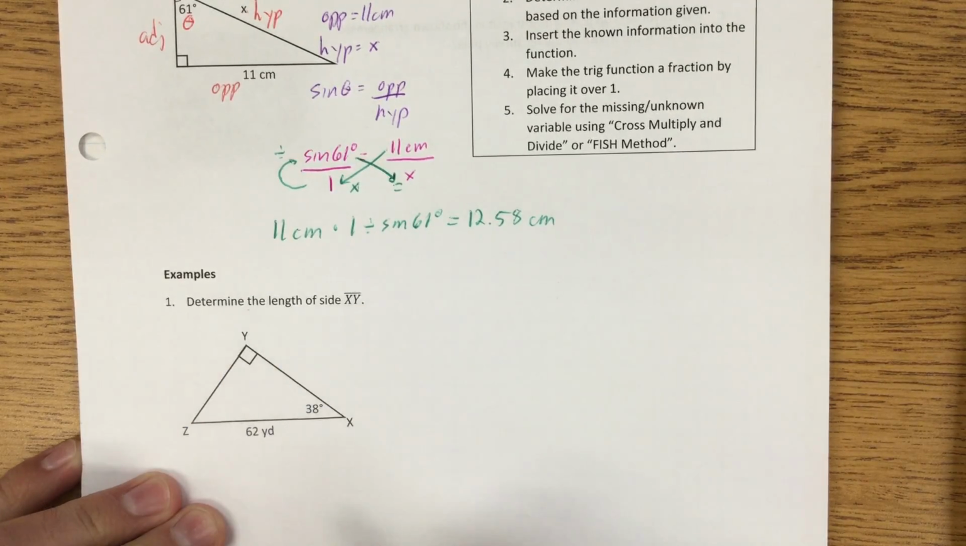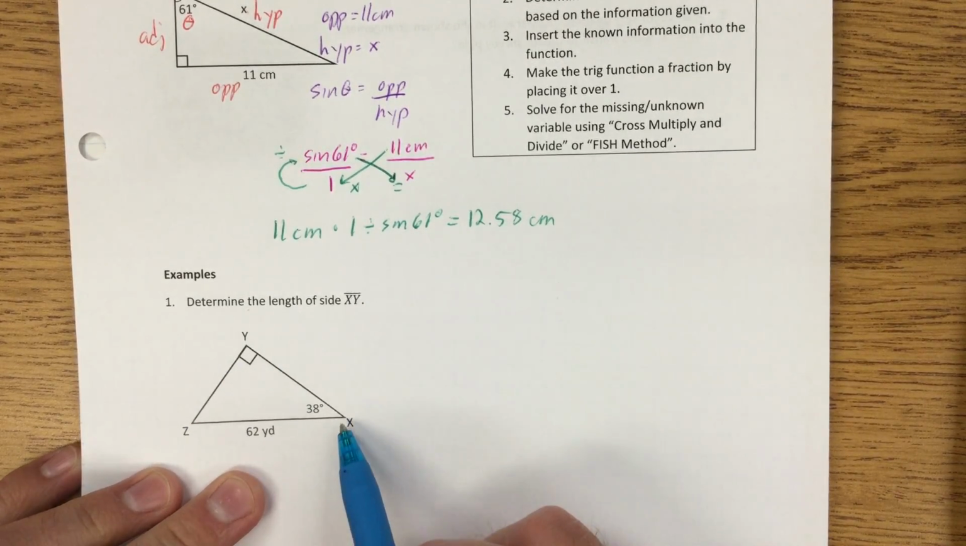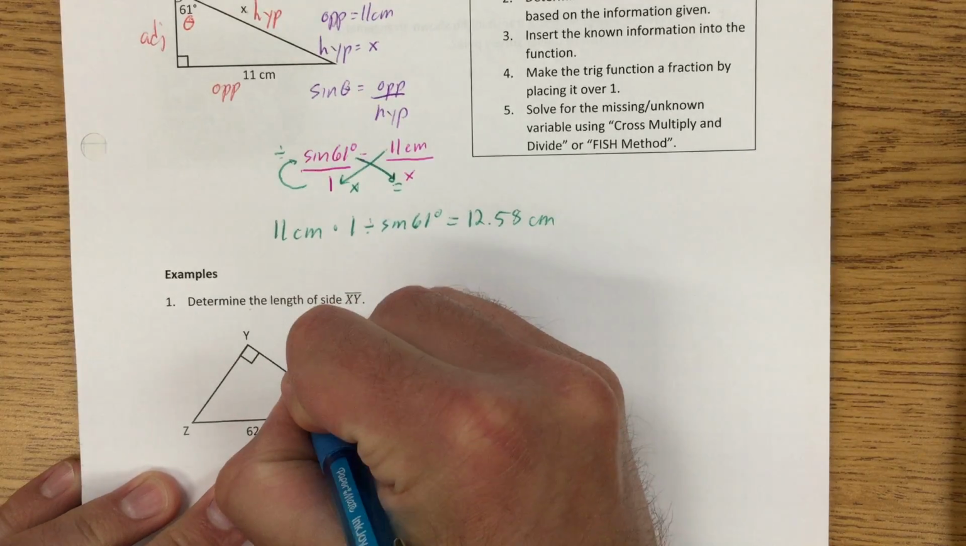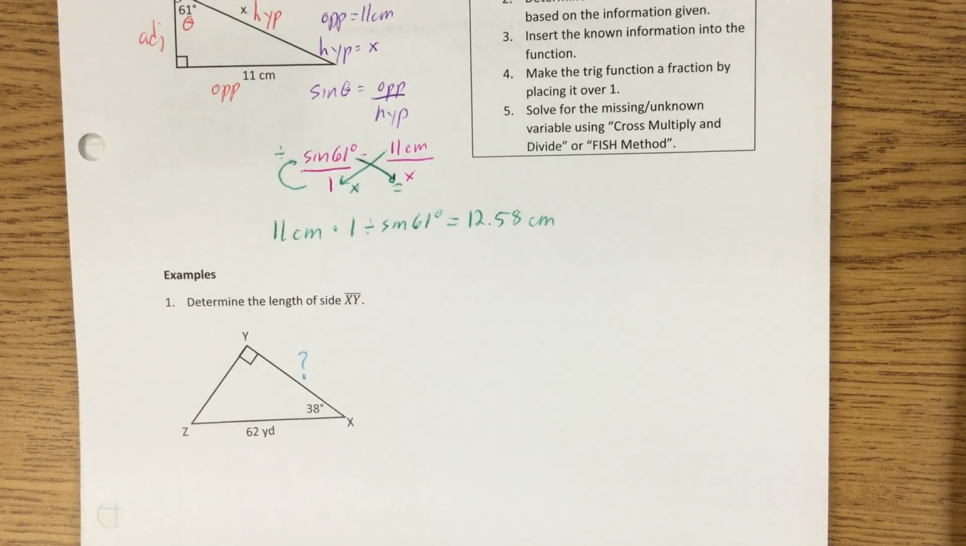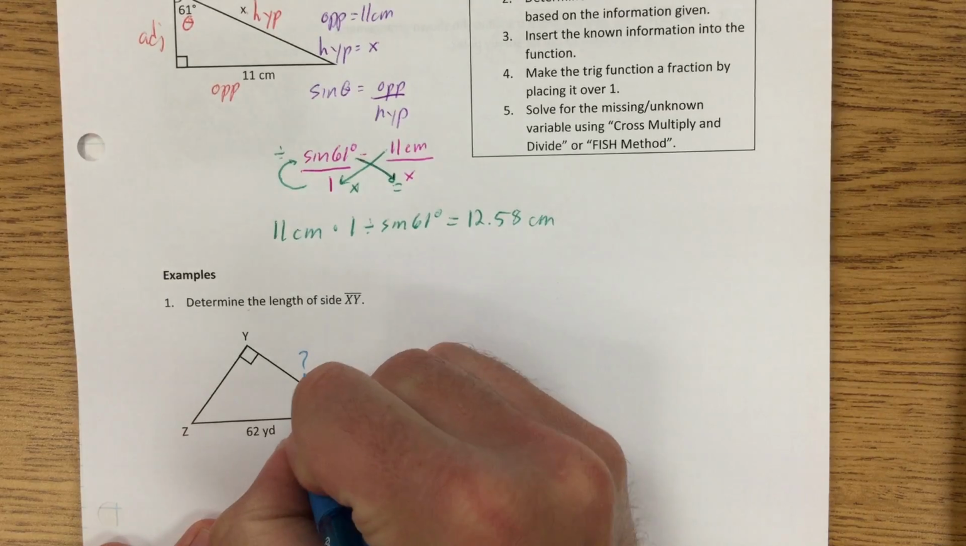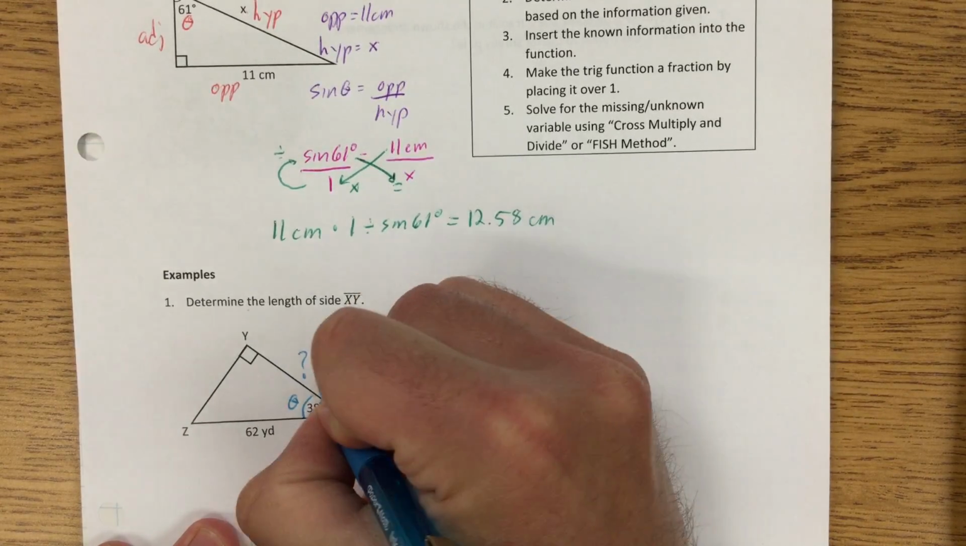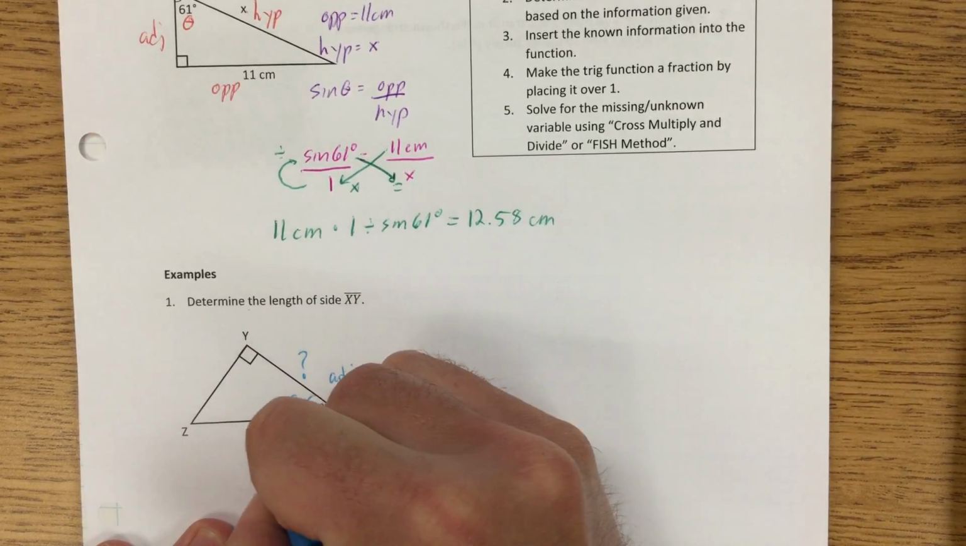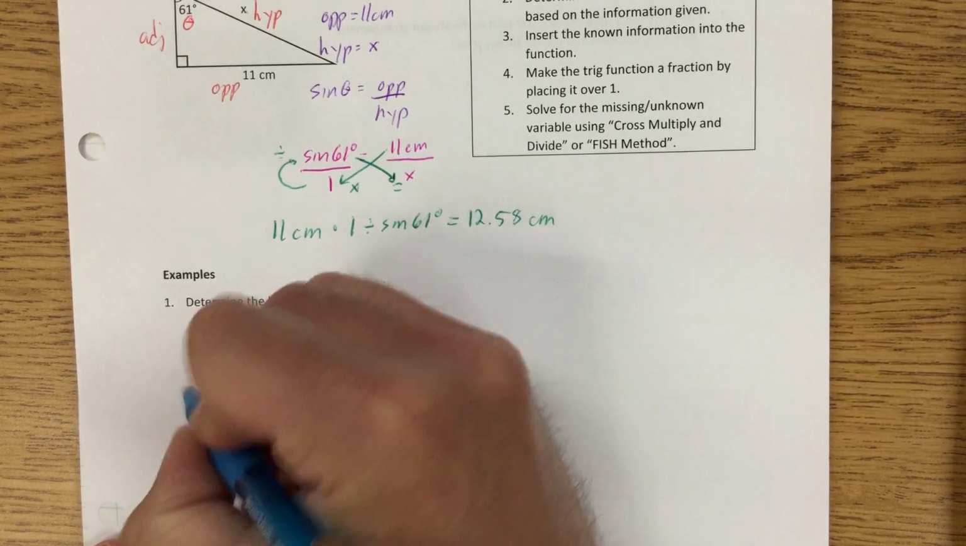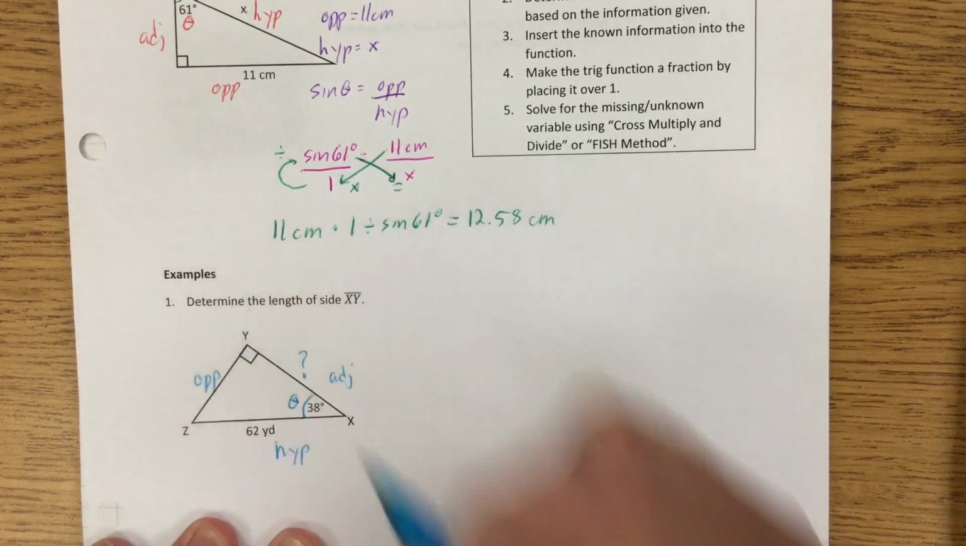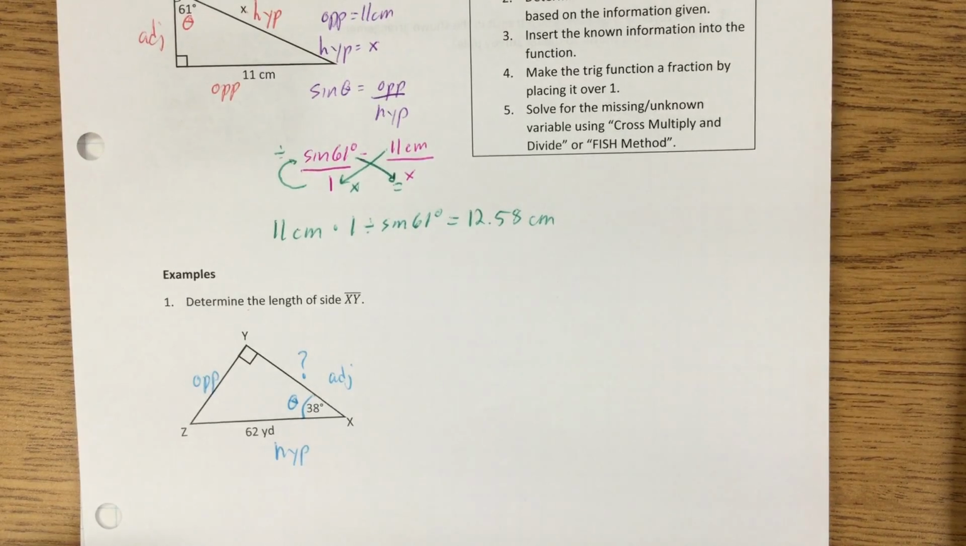All right, let's look at another one here. We want to determine the length of side XY. So that goes from X to Y. We're trying to find this side right here. We're given this angle, theta. So that means that we're trying to find the adjacent side. We have the hypotenuse, and the opposite side is just not there. We don't really need it in any case here.